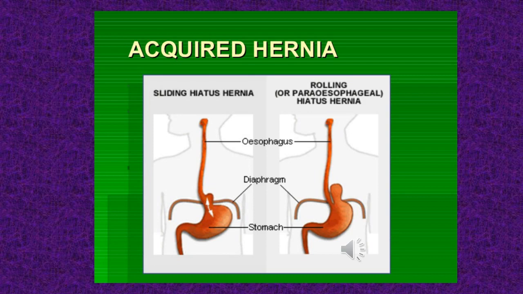Acquired hernia can be traumatic or hiatal. Traumatic hernia is due to bullet injuries of the diaphragm. Hiatal hernia may be congenital or acquired, and the congenital type is also called the rolling type, and the acquired hiatal hernia is also called a sliding type or sliding hiatus hernia. This is the commonest of all internal hernias.